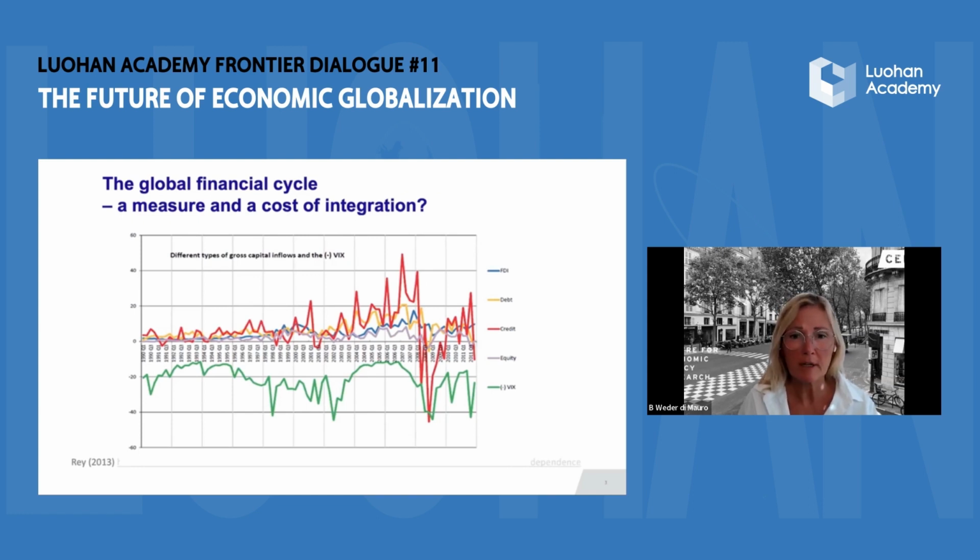So the global financial cycle, and I'm showing here the picture from the original study of Hélène, which is already a while ago, but the fact that there is a very high integration across many asset classes with global measures of risks, and therefore the implications that may have for countries that are importing this risk, the spillovers across the world. That is one of the question marks that have been asked around financial integration.